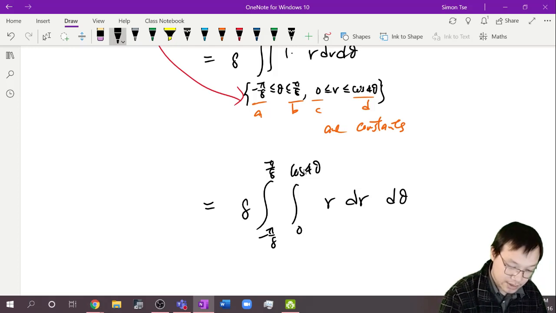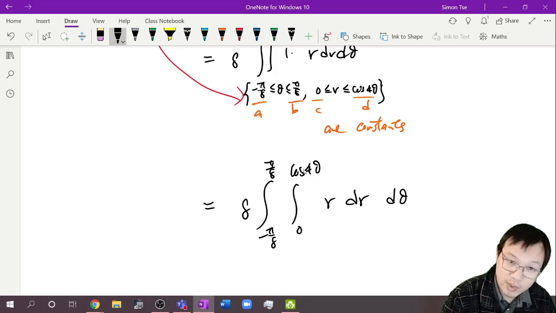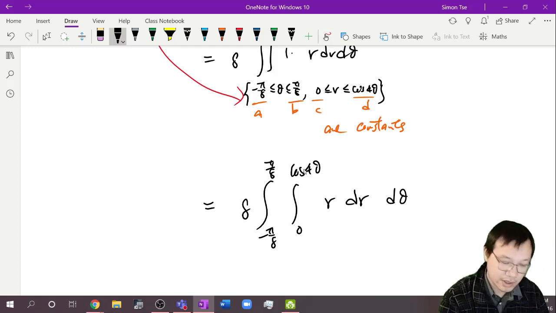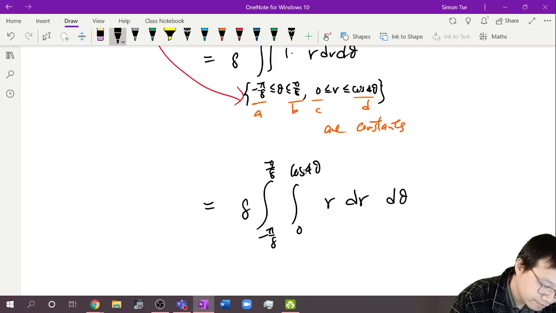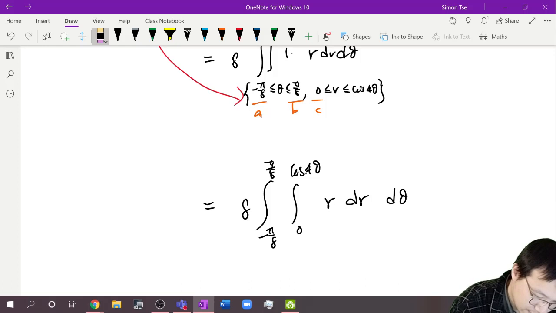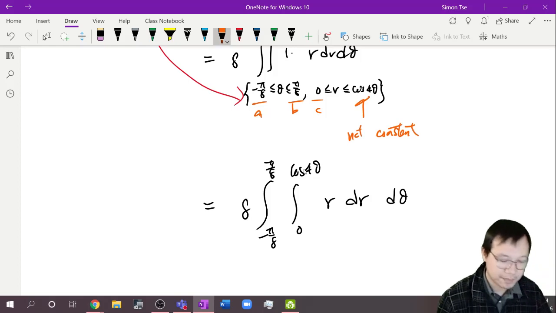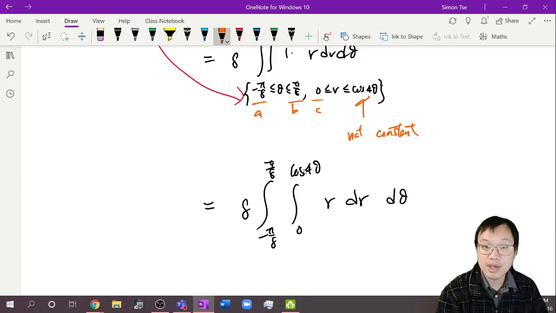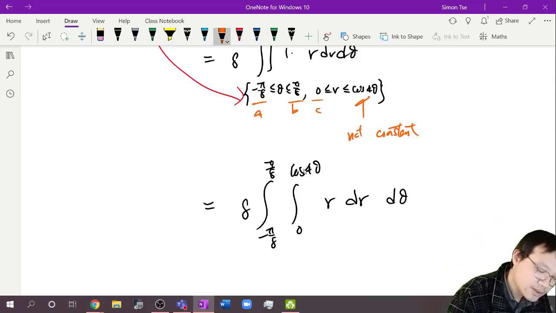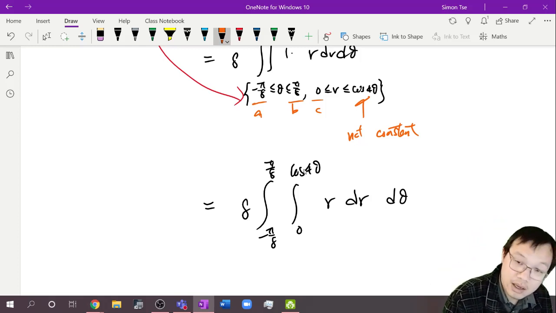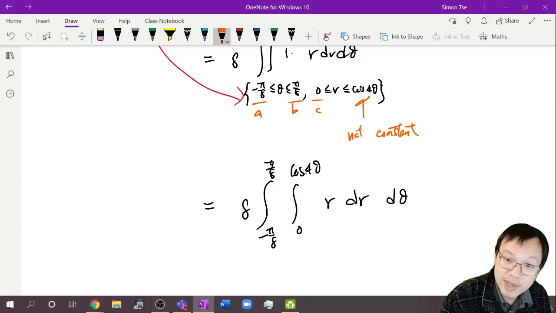And notice, I have to do it this way. I can't swap the order because here the limit is not a constant. This guy is not a constant. I mixed up my next example with this one. So this one, the upper limit, is not a constant. That's why I cannot swap the order. So I have to do the r integration first, because r depends on theta.